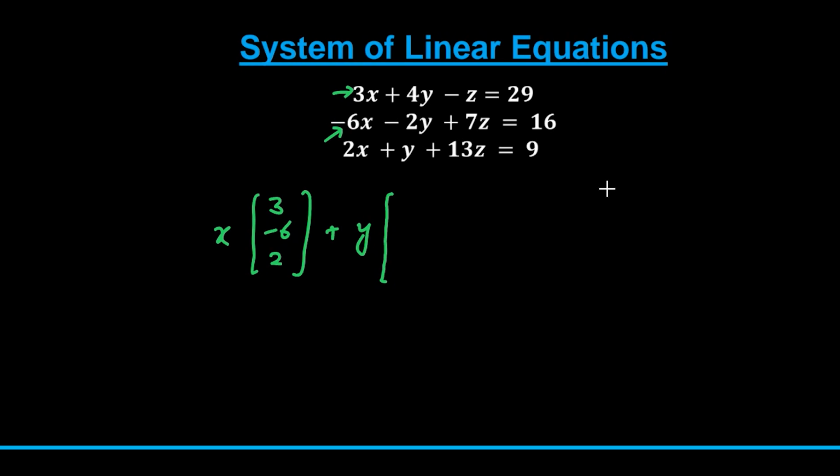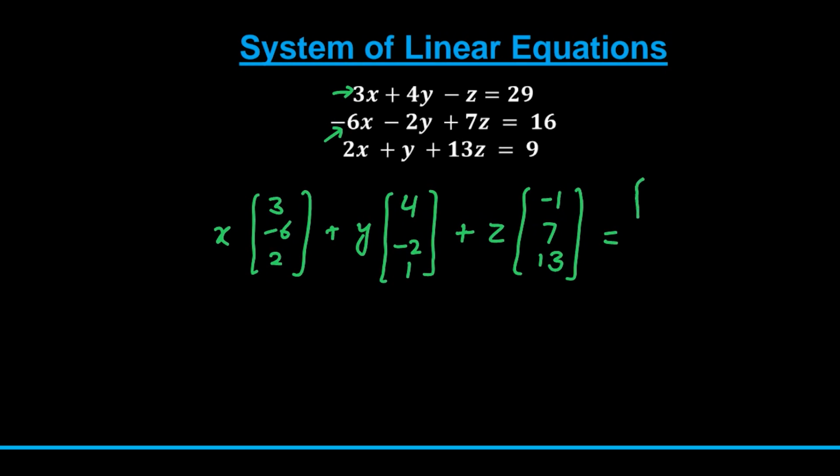So how many y's in the first equation? 4, in the second equation minus 2, and in the third equation 1, plus z times minus 1, 7, and 13. So I have to combine these columns to produce another column right over here, which consists of the numbers 29, 16, and 9 in rows. So here's the representation of the system of linear equations in matrix form or in column picture.